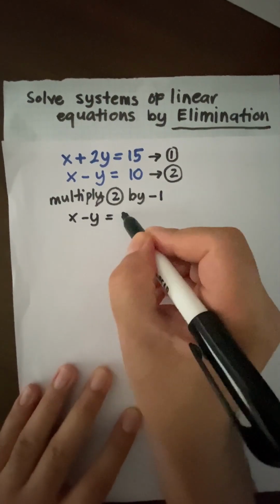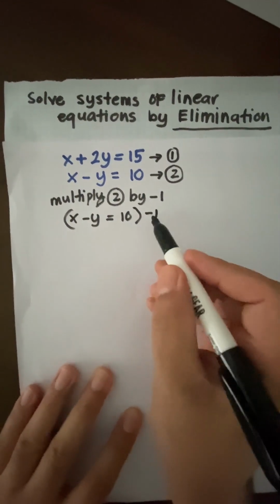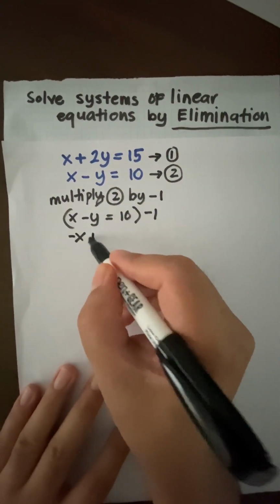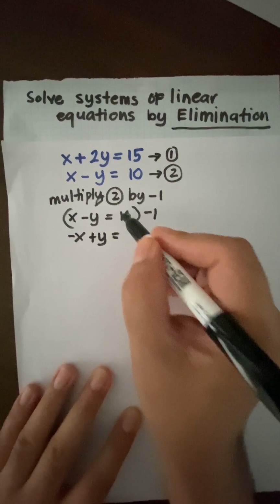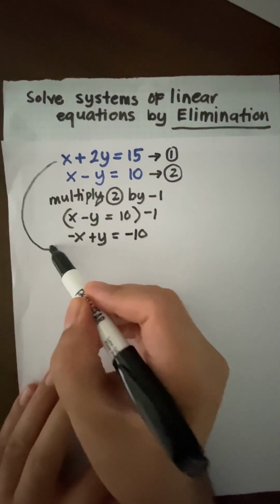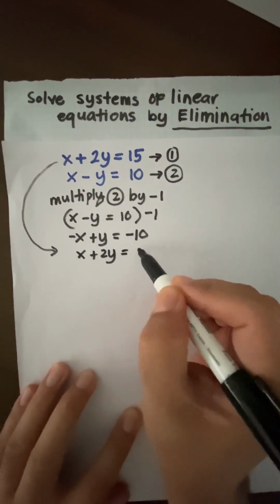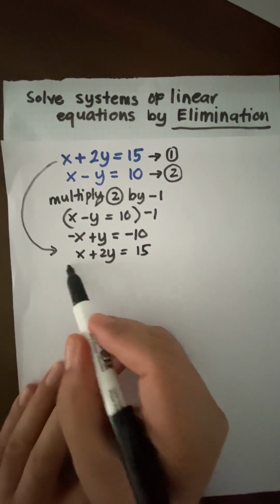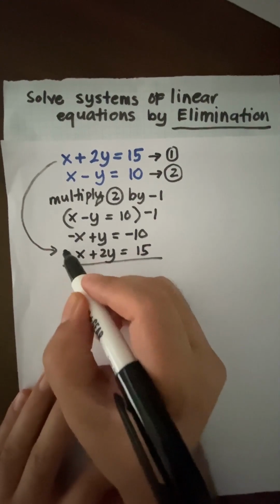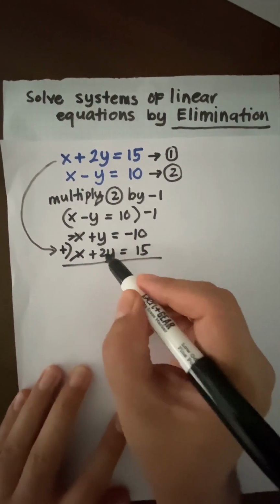Let's rewrite equation 2 first. Now we multiply it by negative 1. Multiplying by negative 1, it now becomes negative x plus y equal to negative 10. Copy the unused equation, that is equation 1. Combine equation 1 with the new equation we created by adding them. By adding the two equations, we cancel the x variable.